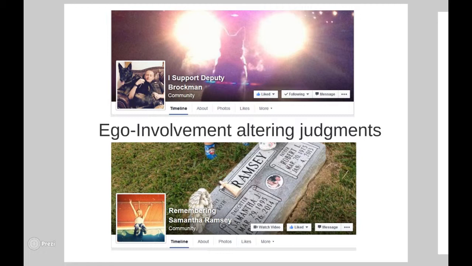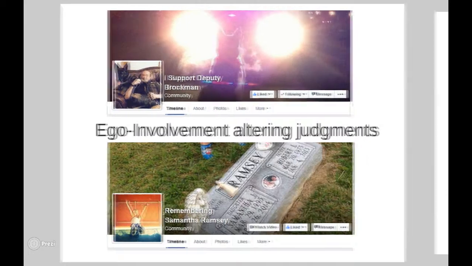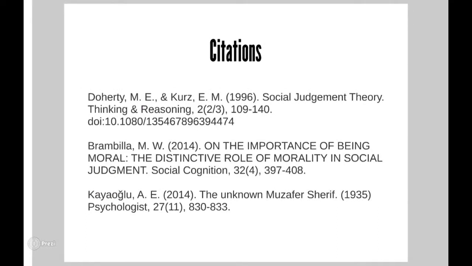And you can see how these ego involvements alter their judgments because they have a place to go to where other people are also in agreement with their latitude of acceptance, and they definitely stay away from the opposite page because it falls into their latitude of rejection. All in all, social judgment theory is a useful theory, and it has the ability to go further in our new cultural standpoints.